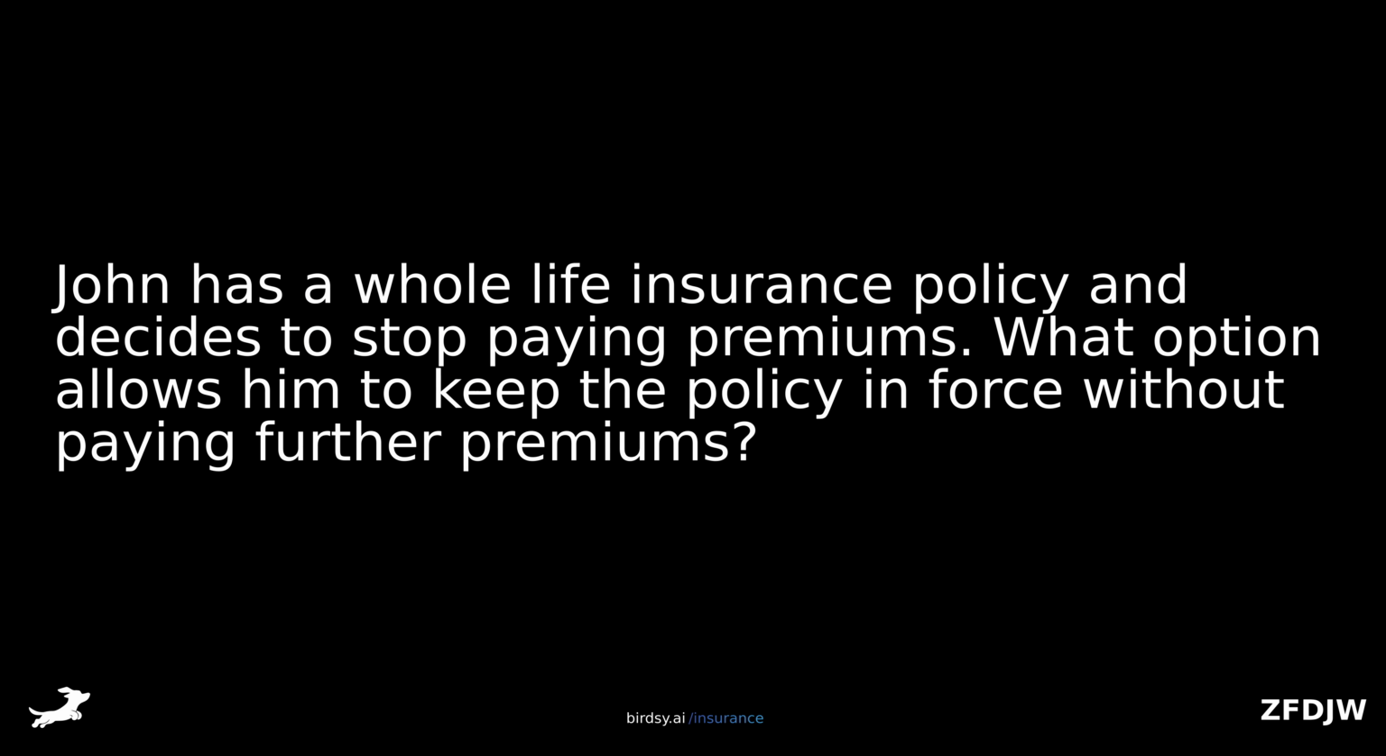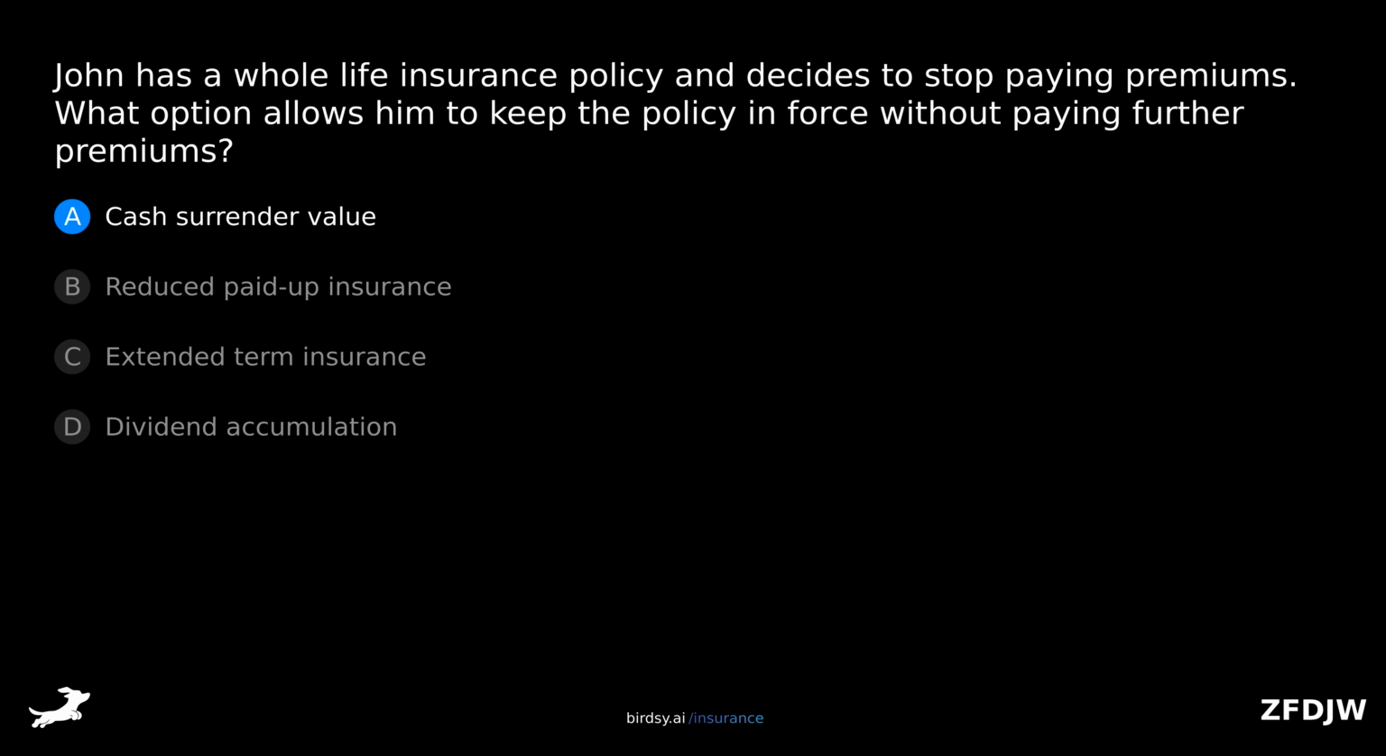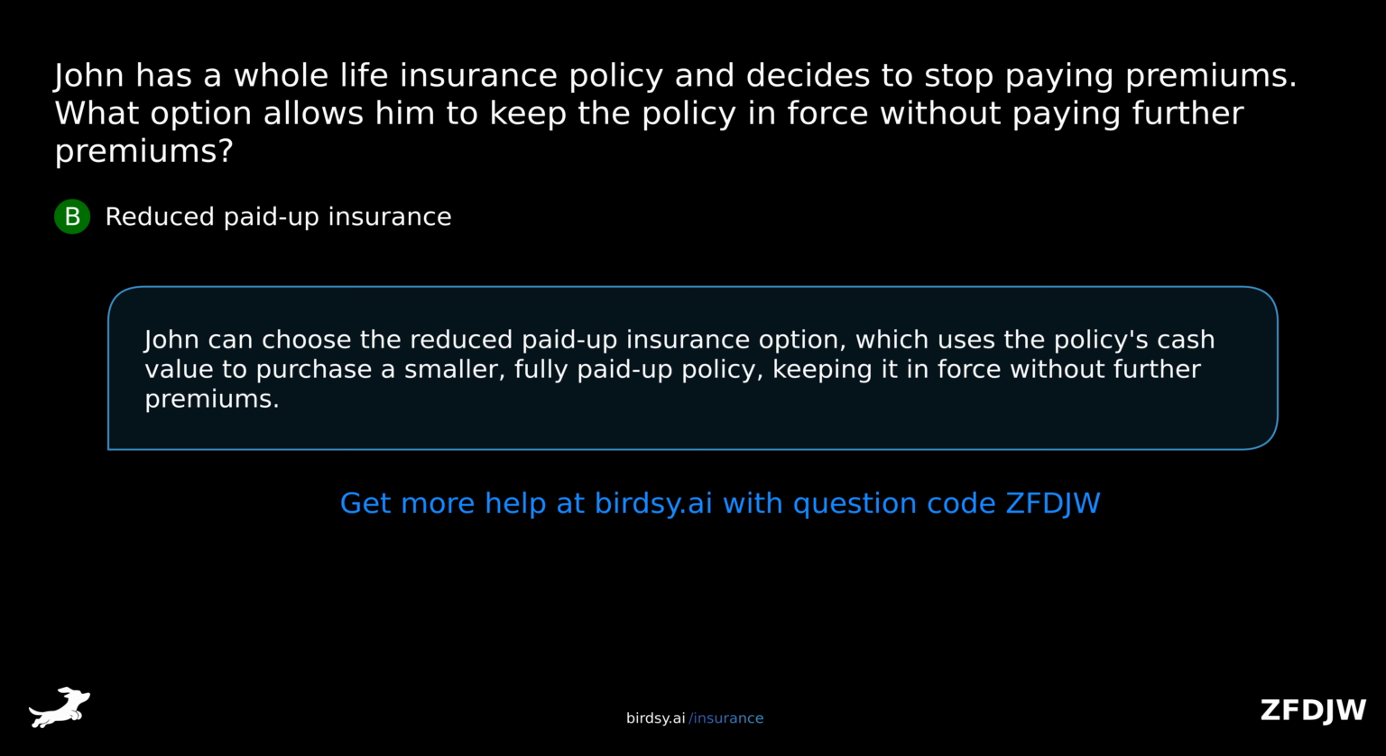John has a whole life insurance policy and decides to stop paying premiums. What option allows him to keep the policy in force without paying further premiums? Is it A. cash surrender value, B. reduced paid-up insurance, C. extended term insurance, or D. dividend accumulation? The answer is B. reduced paid-up insurance. John can choose the reduced paid-up insurance option, which uses the policy's cash value to purchase a smaller, fully paid-up policy, keeping it in force without further premiums.